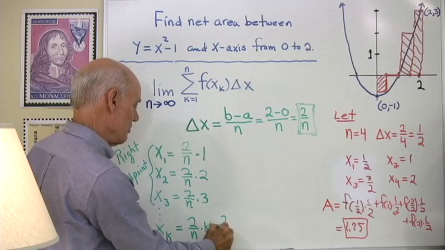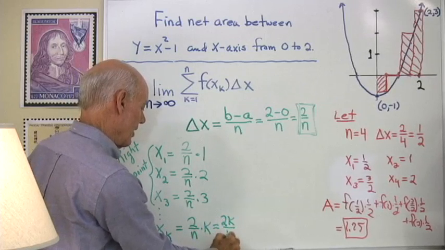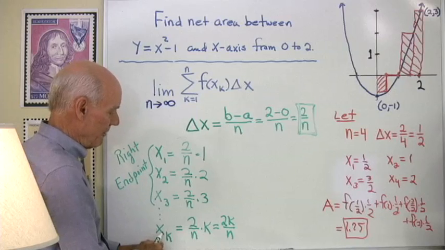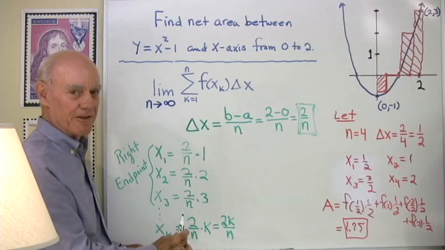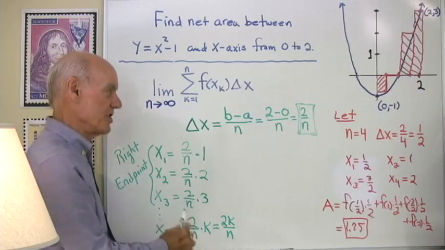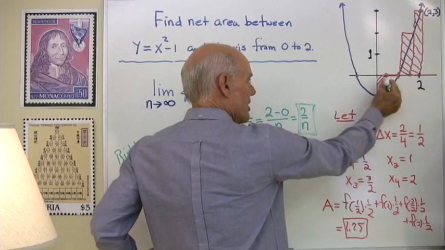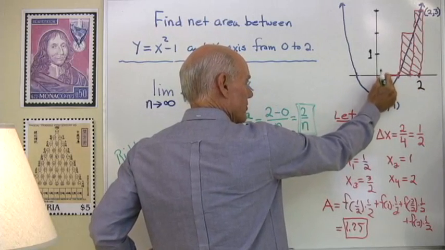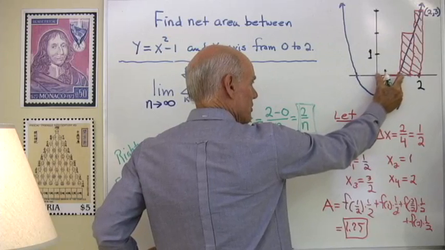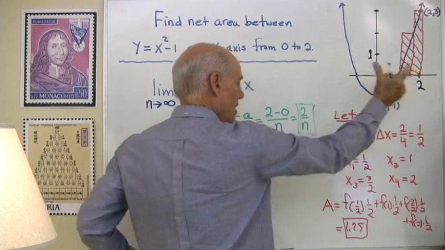Which is going to be 2k over n. So here's my value of x on the right side of each of those little subintervals. And it's nice because I'm starting at 0 and I'm picking the right-hand endpoint. So it's just the subinterval length times 1, subinterval length times 2, subinterval length times 3, and so forth.